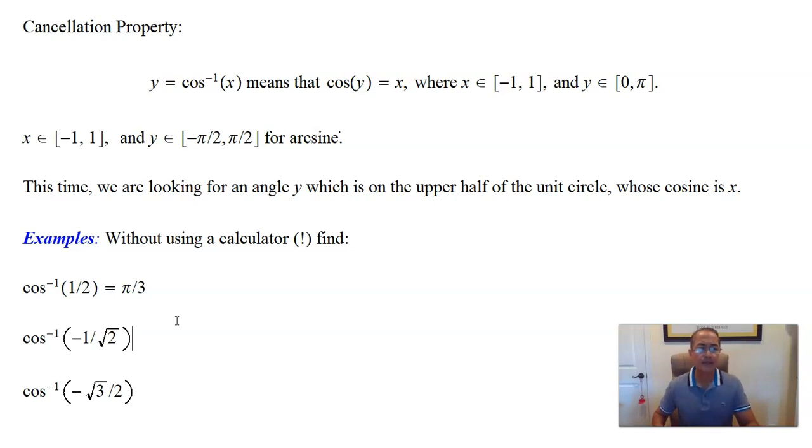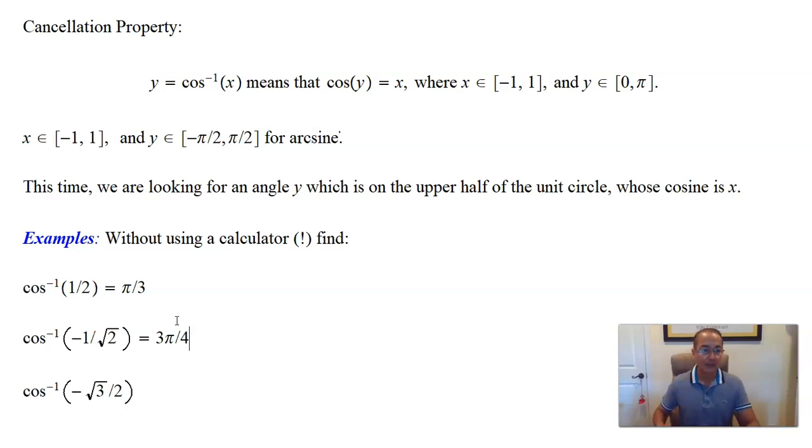Arc cosine of -1 over radical 2. The cosine is negative. We're in the upper half of the circle. This time we're in quadrant 2. So which angle in quadrant 2 has cosine -1 over radical 2? I hope you remember that should be 3 pi over 4. If you're thinking minus pi over 4, you're in the wrong quadrant. And the cosine there is positive, not negative.